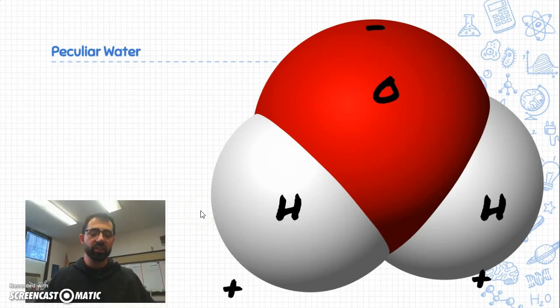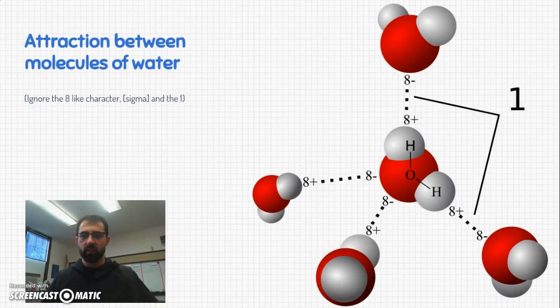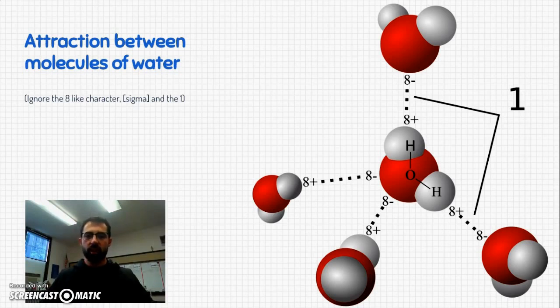So it makes water really interesting because water likes to bond together. It likes to make these really big networks. You see these in snowflakes. Those are part of the structure of water interacting. So we're going to ignore the 8s and the sigmas and the 1. But we see how the positives of the hydrogen line up with the negatives in the oxygen. This turns out to be really important for why water is so good at dissolving things.